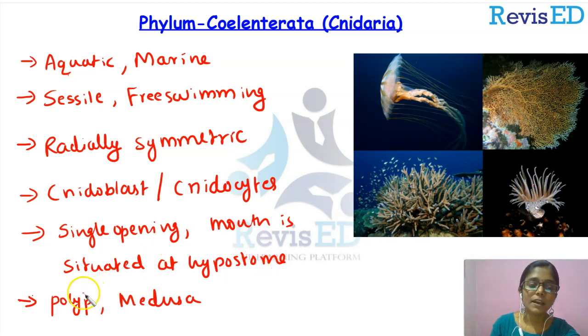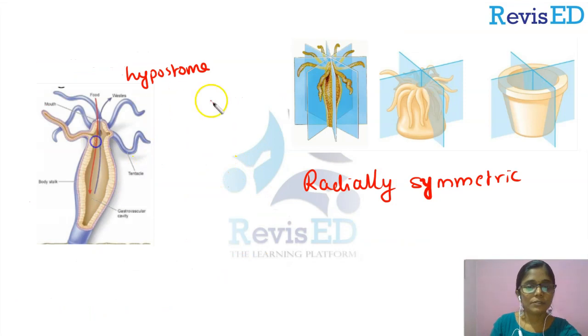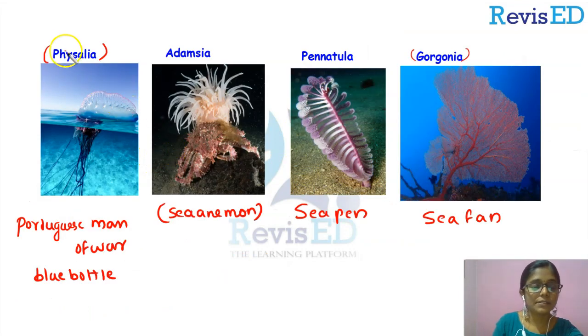See, now they have two forms in them. Which are they? Yeah, the first one is polyp, which is the sessile form, and the second one is medusa, which is a free swimming form. Now these we have discussed. Now the examples: Physalia, Adamsia, Pennatula, Gorgonia. Even if you are not able to remember these terms, you can easily remember the common names of these organisms.